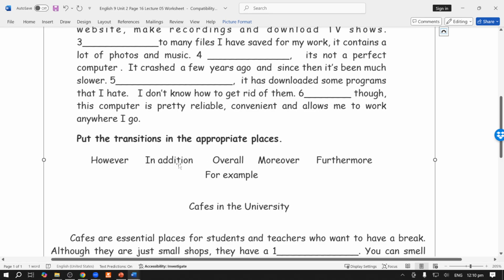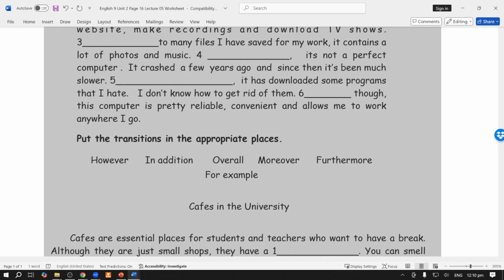In addition, it has downloaded some programs that I hate. I don't know how to get rid of them. Now there is the sixth blank. This computer is pretty reliable, convenient, and allows me to work anywhere I go. So students, here is the final call. Here is the concluding sentence. Can anyone tell which transition word will come there?